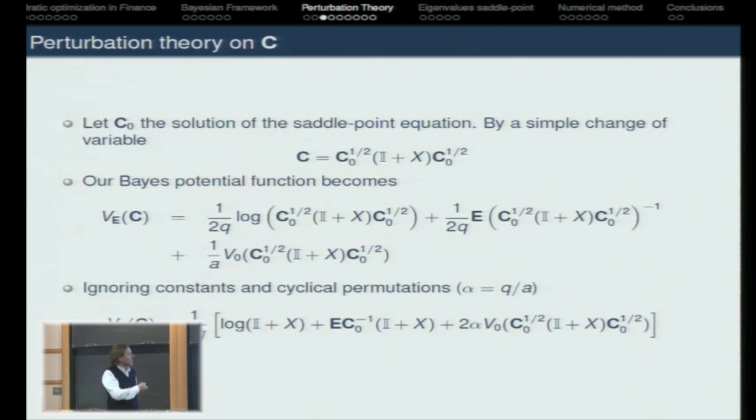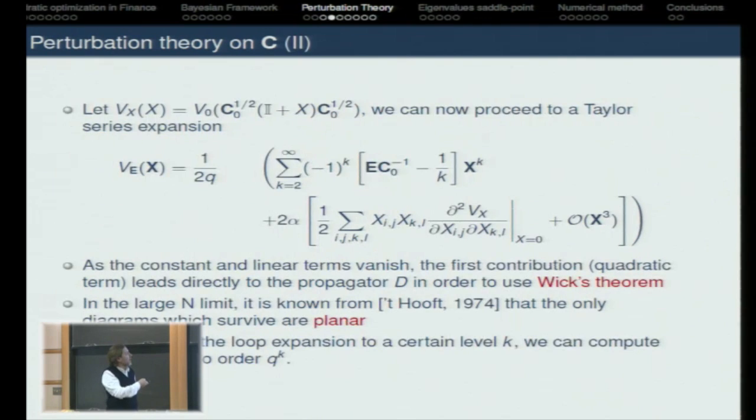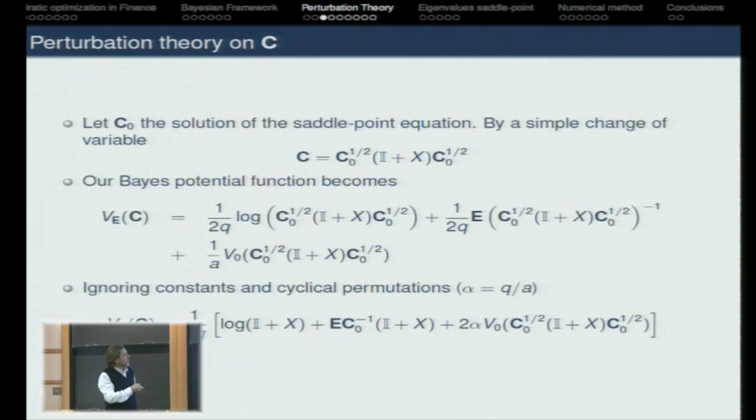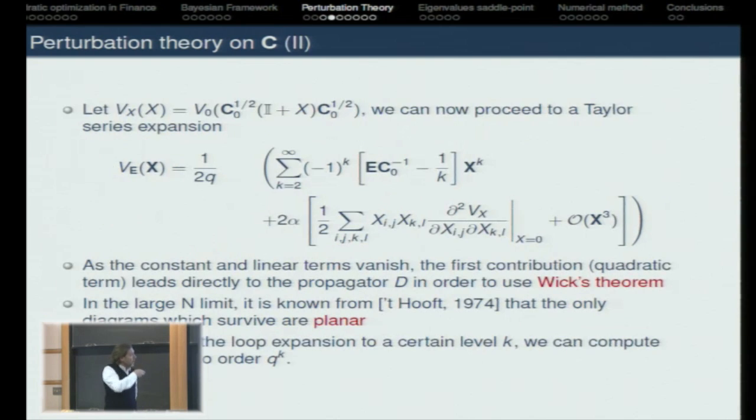Well, you can do a loop expansion. I'm going to skip over some detail. Maybe one detail I want to mention is that we write the matrix C as C0 plus a matrix X sandwiched between C0 to the 1/2. This is a way to disentangle. So X are fluctuations around C0, and you get a matrix potential that you can expand. You have a C minus 1 term and a log term, and when you expand those, you get vertices to all orders.